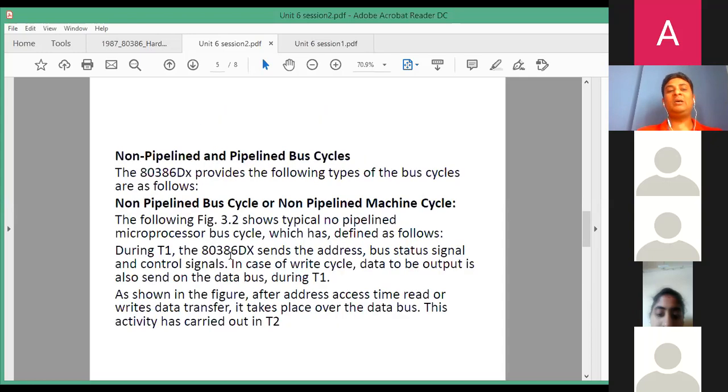First, we'll discuss what a pipelined or non-pipelined bus cycle is. We have already discussed that pipelining is nothing but prefetching instructions consecutively, but no two instructions are in the same phase. But whenever we discuss the bus cycle, we have to discuss the address and the data. We are identifying the address. If you remember the fetch cycle, we calculate the address and then we fetch the data operand.